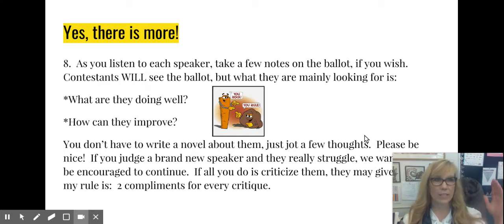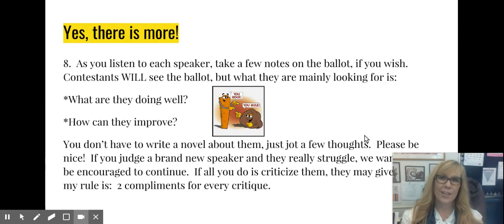If all you have is negative and you're just nitpicking every little thing for these kids, they may quit thinking there's no way that they can get over all of these hurdles. So I even had a kid once who gave a 30-second impromptu speech, which you'll find out about impromptu. And I tried to do a compliment sandwich. I tried to do more compliments than negatives.